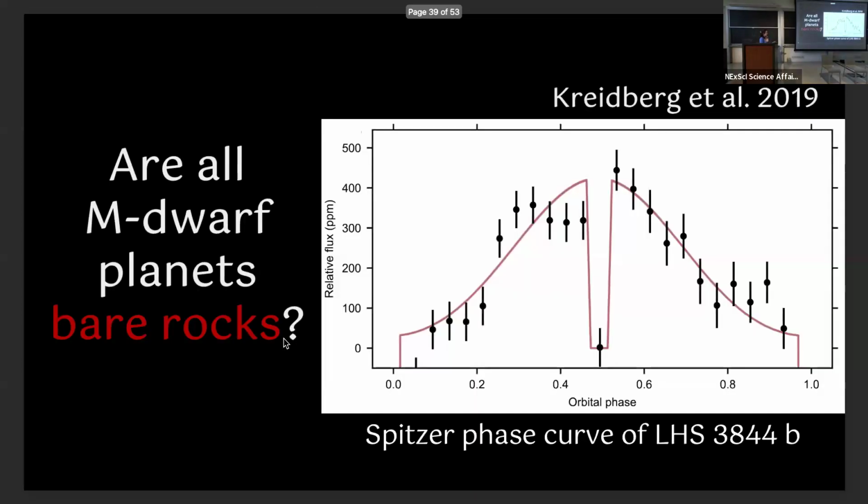So we have this question of, are all M dwarf planets bare rocks? And that's what JWST is going to try to answer with this program. What that would look like if they are bare rocks, a good example is coming from Laura Kreidberg's work on LHS 3844b, which is a close-in M dwarf planet that she observed with Spitzer.